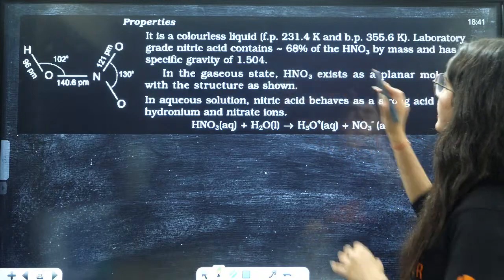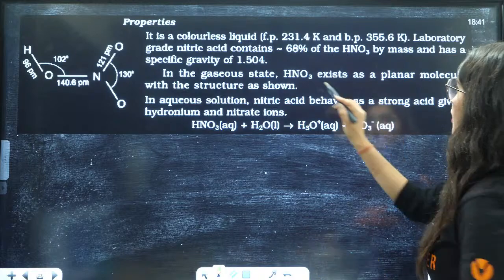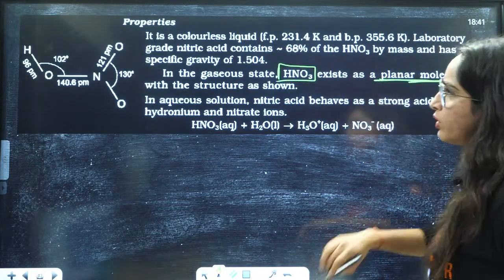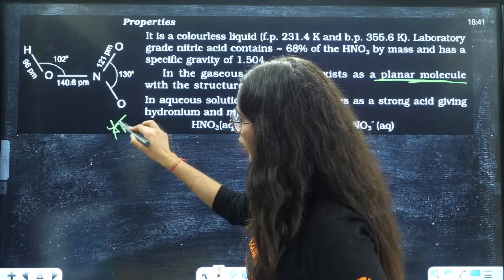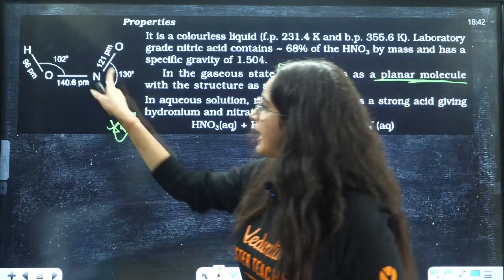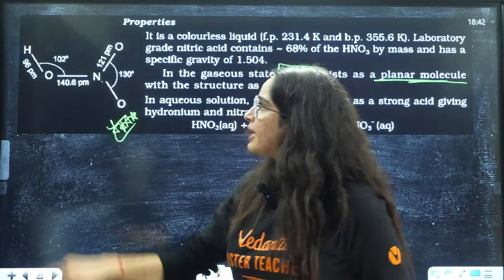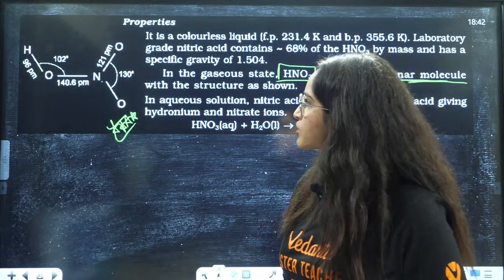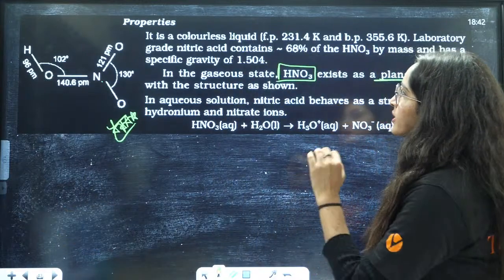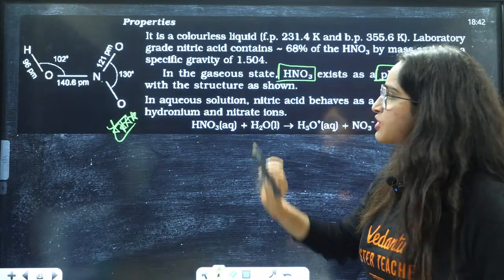It is a colorless liquid; this you don't need to remember. Now, HNO3 exists as a planar molecule. What is the structure? Very, very important, right? In the structure of HNO3, you have nitrogen with three bonds to oxygen, then one bond with OH. So it is a planar structure. It is a planar molecule with the structure as shown.